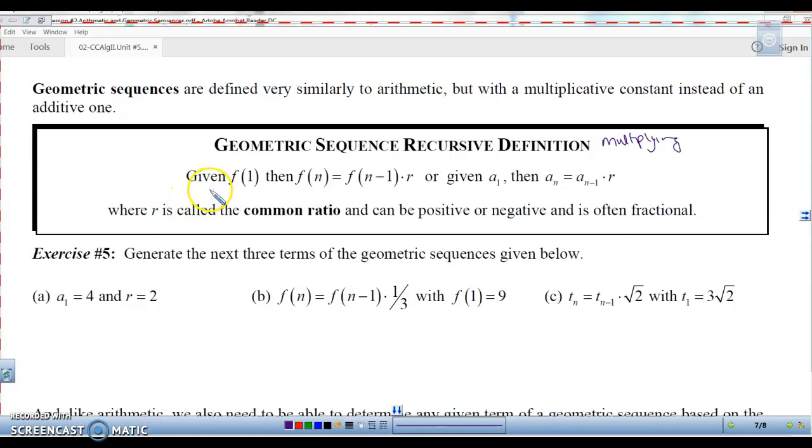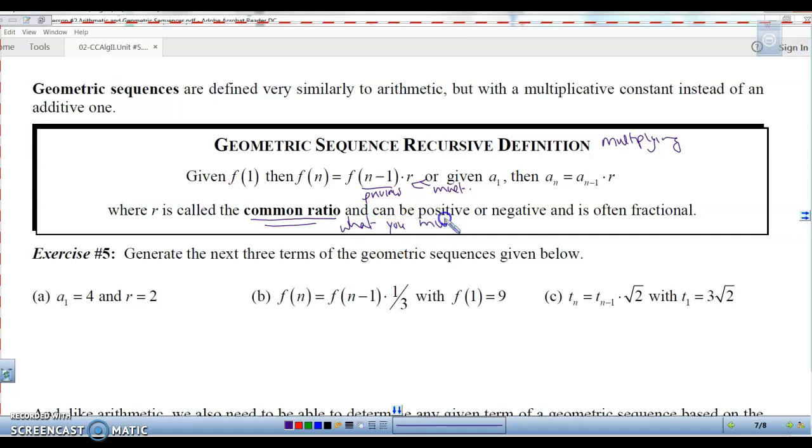All right, so if we are given f of 1, and then the rule is f of n minus 1 times r, or a of n minus 1 times r. Basically what you're doing is you're taking the previous term and multiplying it by something. That is called, the r is called the common ratio. It's what you multiply by.